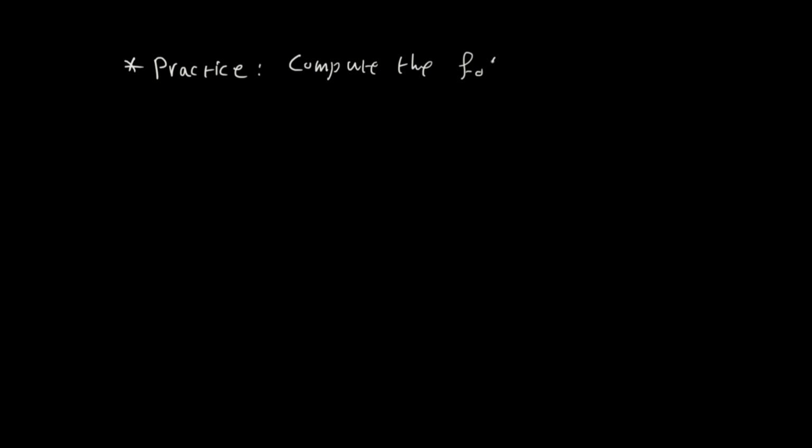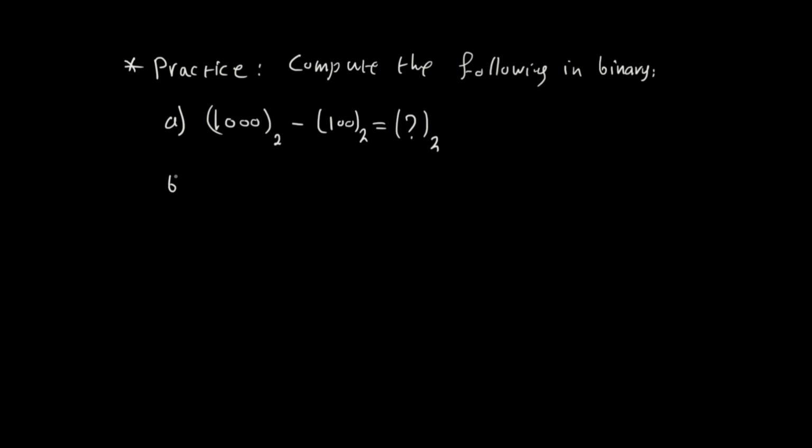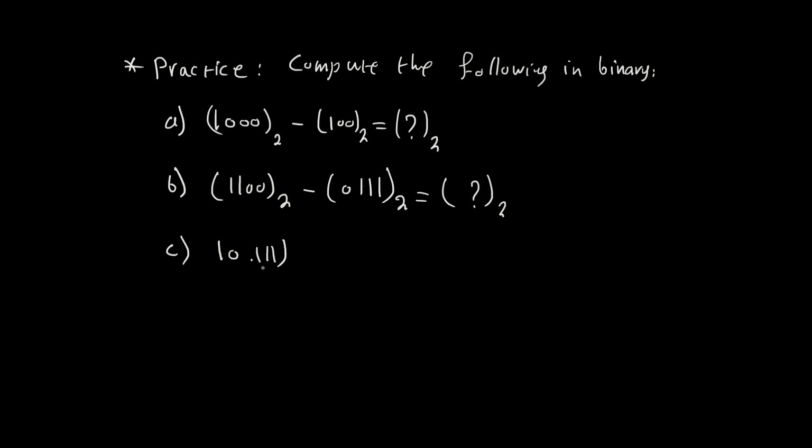Now we have some practice examples. Compute the following numbers in the binary system. A, 1000 minus 100, all in binary. B, 1100 minus 0111 in binary. C, 10.111 minus 1.10, all in binary. The answers, summary, and extras are in the PDF as always.